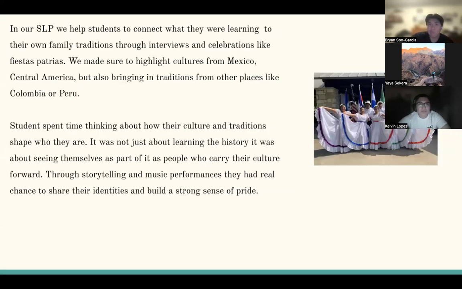In our project, we help students connect what they are learning to their own family traditions through interviews and celebrations like Fiestas Patrias. We make sure to highlight culture from Mexico and Central America, but also bring in traditions from other places like Colombia or Peru. So students spend time thinking about how their culture and traditions shape who they are. It was not just about learning the history, it was about seeing themselves as part of it, as people who carry their culture forward through storytelling and music performance. So they have a real chance to share their identities and build a strong sense of pride.